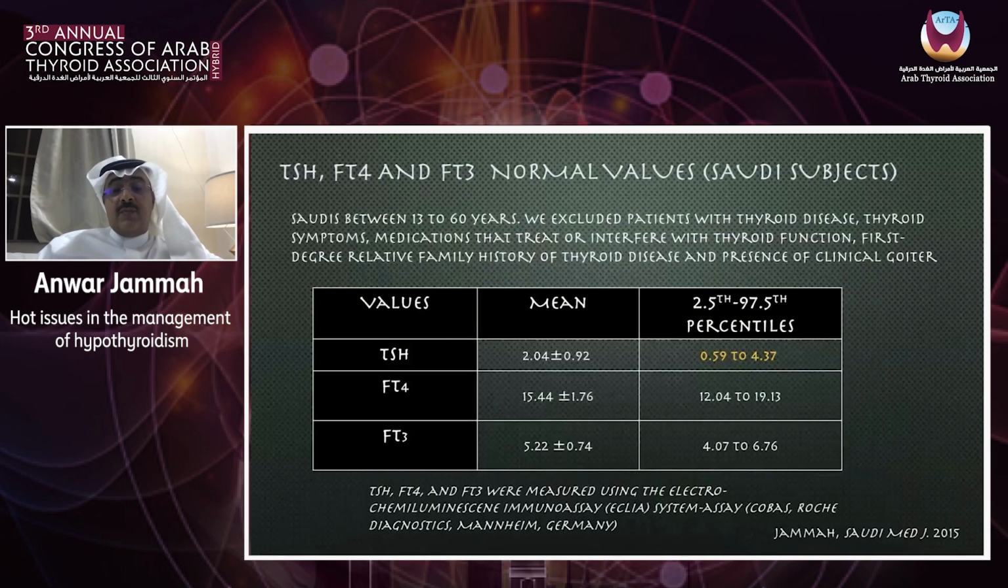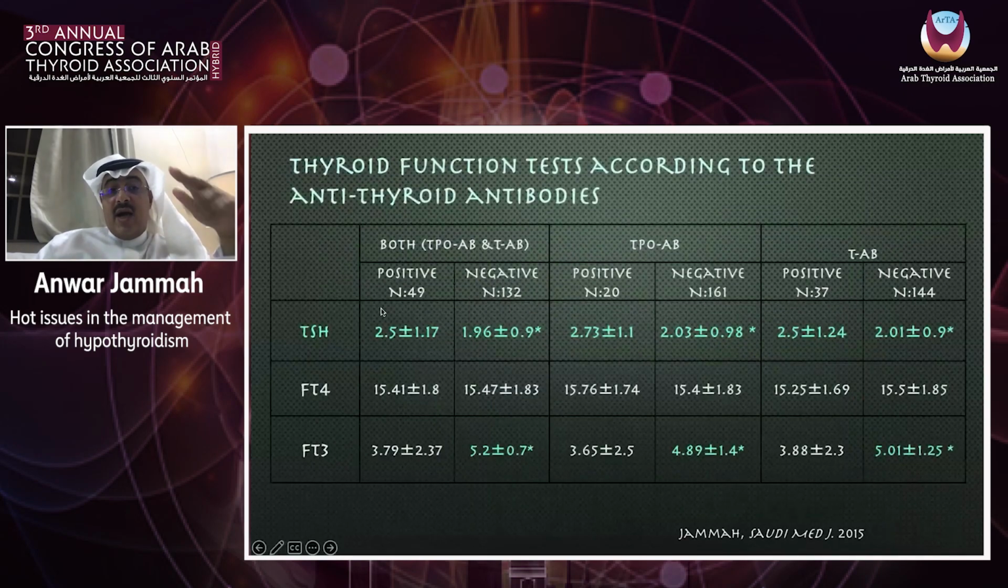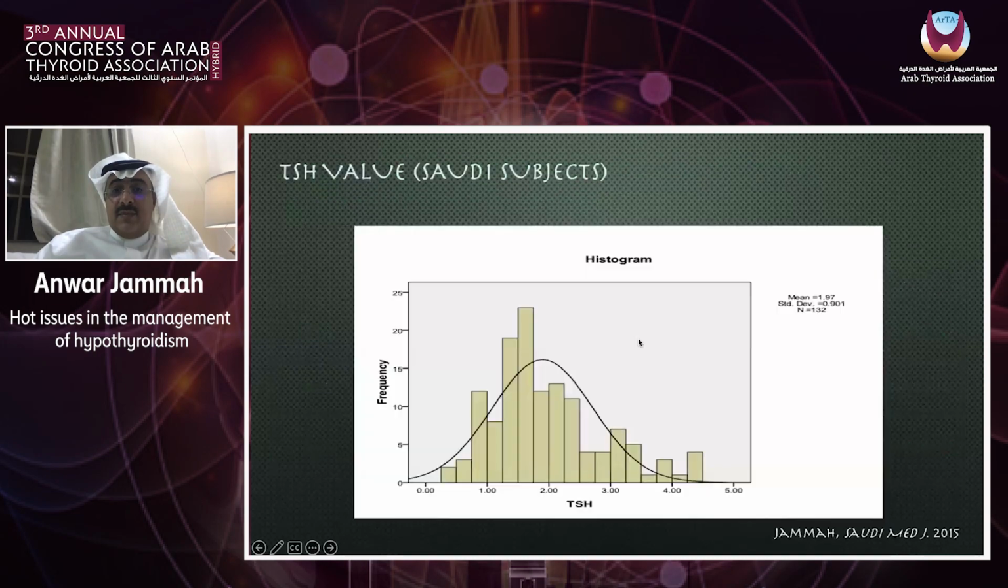Good that we have the TSH, and here is our study showing the TSH value in the Saudi population. You can see the TSH is 2, and the range is between 0.95 and 4.37. And you can see the difference: you have lower TSH when you have negative antibodies. When you have positive antibodies, the TSH is always higher than negative, either both, or anti-TPO, or anti-TG also. So a higher TSH is associated with positive antibodies.